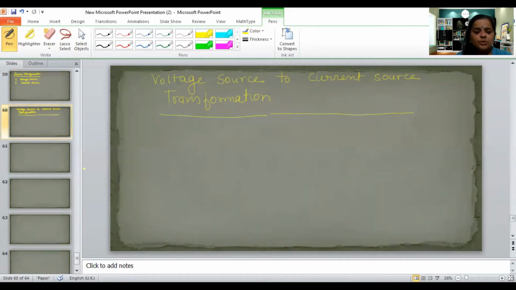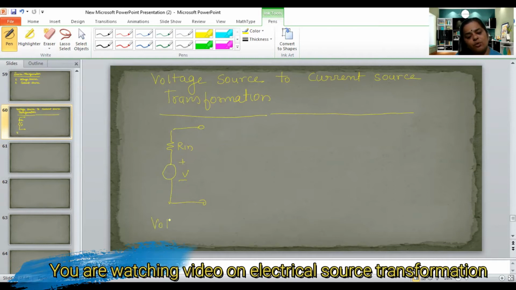As you know, an ideal voltage source is represented by the symbol like this. Here I am representing a DC practical voltage source. Its symbol will be like this. We connect a voltage source with a series resistance of Rin. So this is a voltage source which I want to convert into a current source.